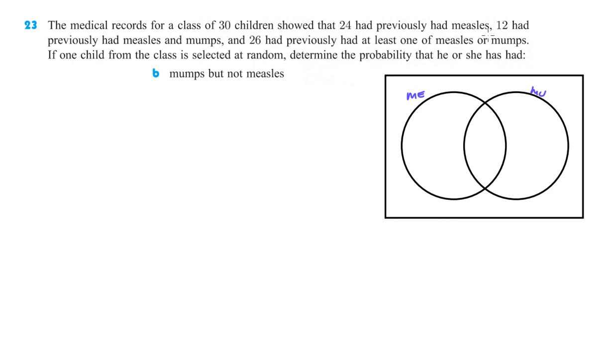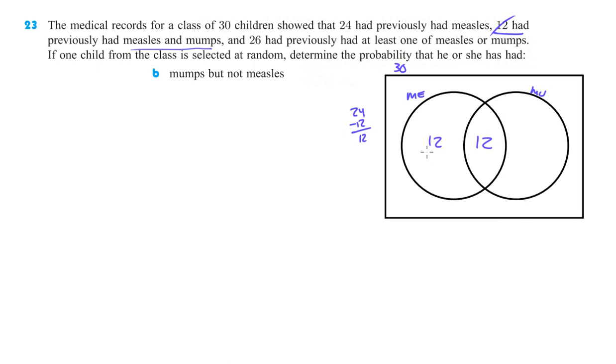So let's see, 12 of them had measles and mumps. So this 12 is going to go here. Okay, I like to cross them off once I've used them so I don't go back and try to use them again. Let's see, there's 30 total children in here. 24 had the measles. So there's 24 total in this measles circle. So 24 minus 12 is going to leave us with 12 here as well.